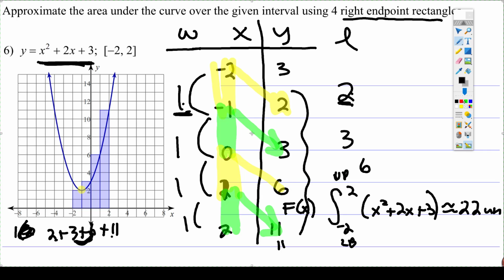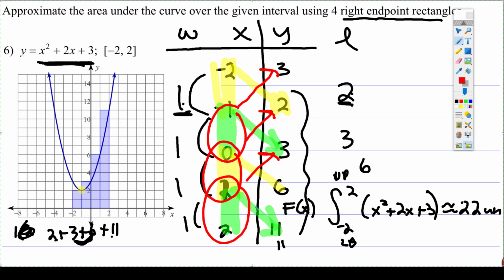If this would have been the leftmost point, then instead of going down towards the right, that would have been the leftmost point. For these two, that would have been the leftmost point. For these two, that would have been the leftmost point. So we would have had 3 plus 2 plus 3 plus 6. So we would have had 6 plus 6 is 12 plus 2.